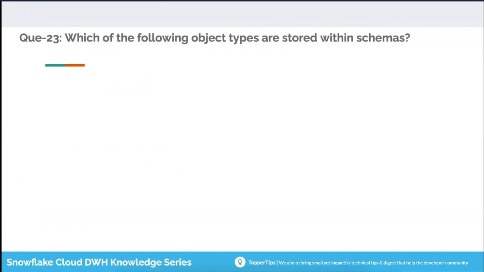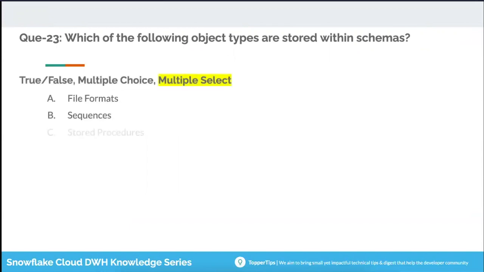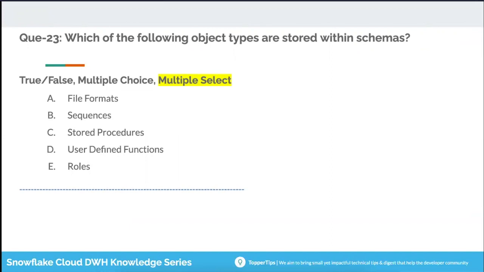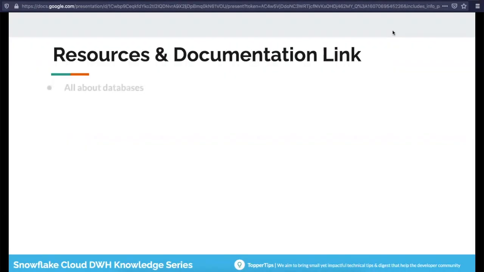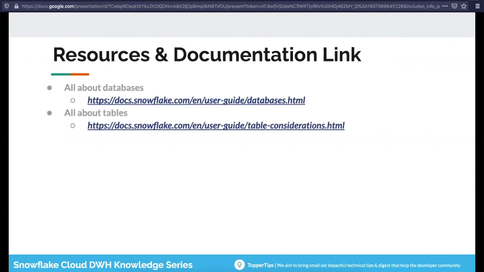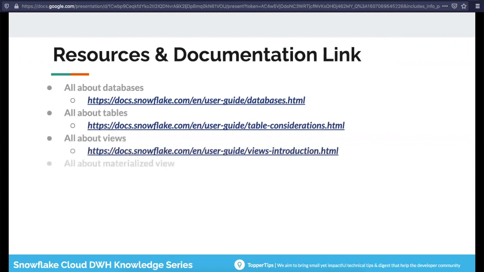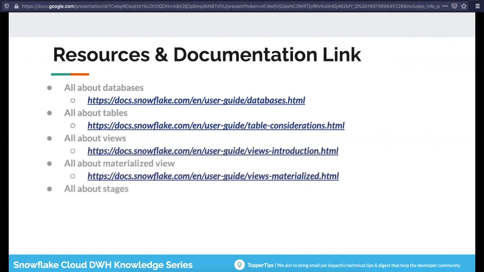Question 23, which of the following object types are stored within a schema? So here it is not asking what all the types are, it is asking you to choose from the given options. So the answer is ABCD. Role doesn't belong to the schema. So this is all about databases, all about tables, all about views, all about materialized views, all about stages.